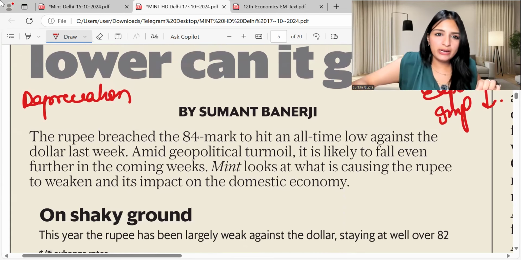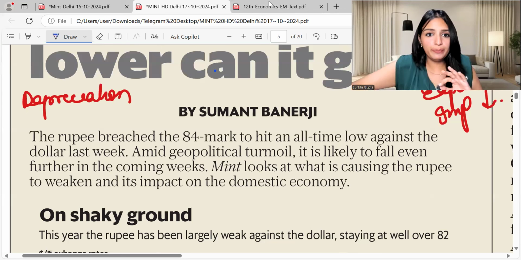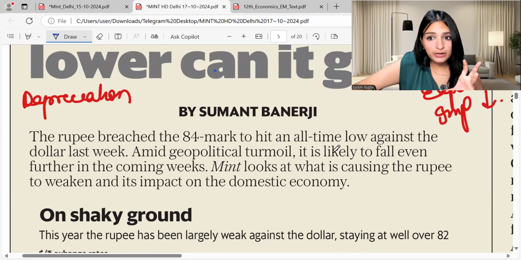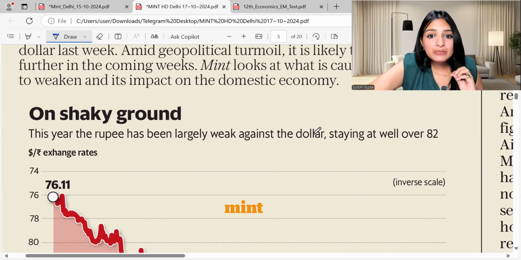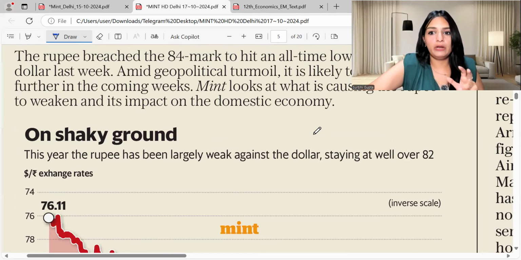I'll change the color of the pen. I like a more colorful screen somehow. So the rupee breached the 84 mark to hit an all-time low against the dollar last week, whatever week it is. Let's just focus that this year the rupee has been weak against the dollar, staying at well over 82.